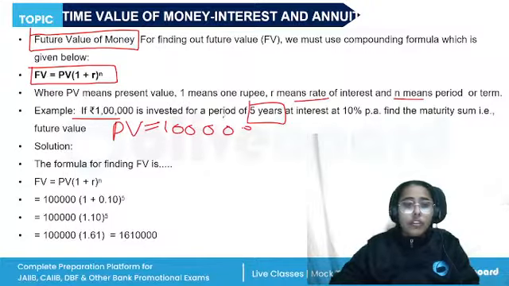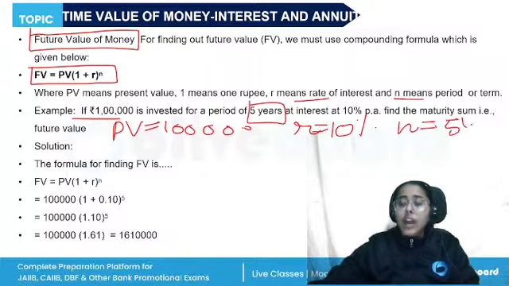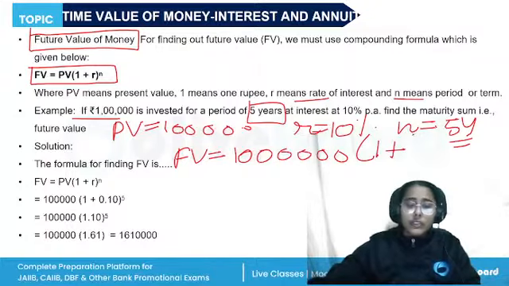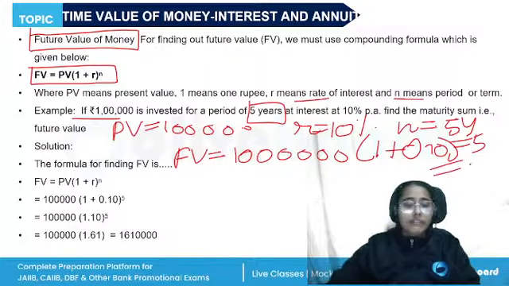The rate of interest is 10% and the period n is 5 years. So how can we calculate the maturity sum? We will simply put these values in the formula. FV is equal to 1 lakh multiplied by (1 plus our interest rate). Converting into decimal, 10% is 0.10, raised to the power 5, and it will give us the value. Right? So this is how we calculate the future value of money.